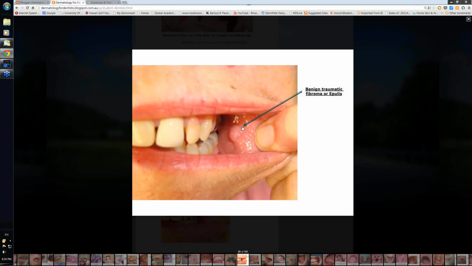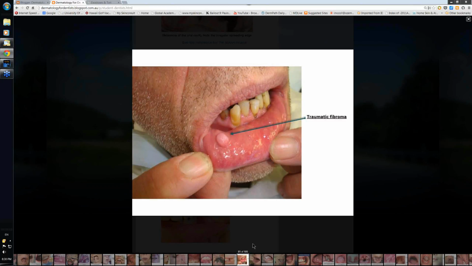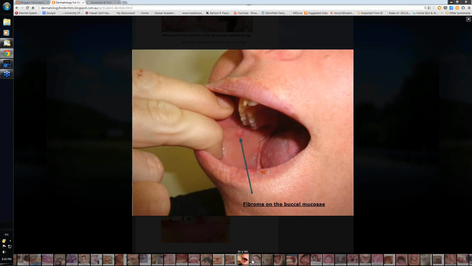There's your traumatic fibroma, epulis, usually irritation. Here's another example. You can see the poor teeth this guy has. It's no wonder he's going to get some irritation like this. Remember, it's not a tumor, it's a hyperplasia. There's another one there on the buccal mucosa.